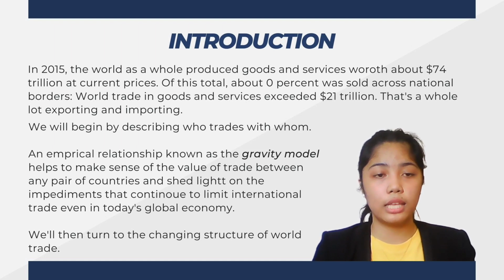The gravity model relates the trade between any two countries to the sizes of their economies. Using the gravity model also reveals the strong effects of distance and international borders, even friendly borders like that between the United States and Canada, in discouraging trade.